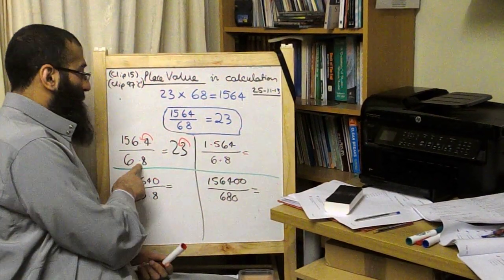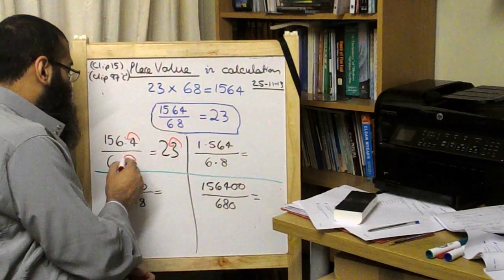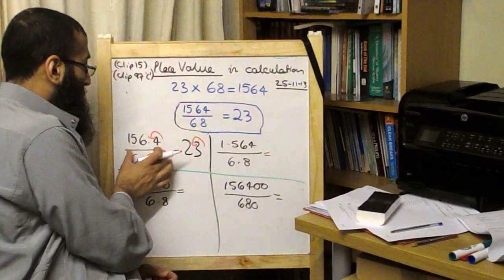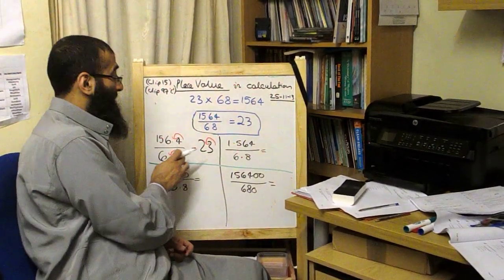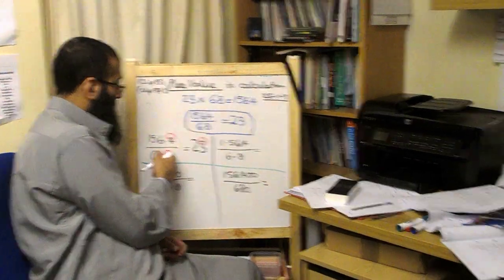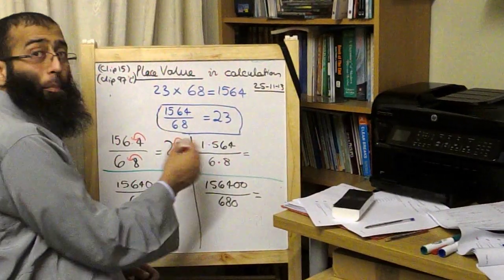Now, what's happened to the bottom? The 68 has become 6.8. If you make the bottom number smaller, then as we said in the previous video, the number we're dividing by, when it becomes smaller, makes the answer actually become bigger. So we made it smaller for the first part, and now the same change, making it 10 times smaller, actually has the opposite effect.